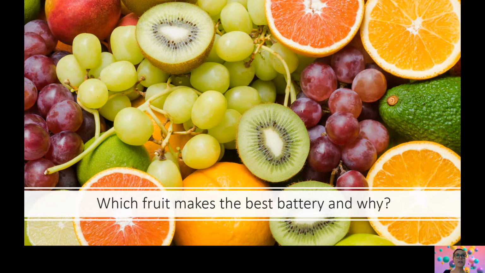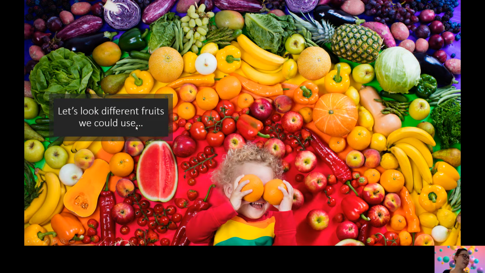Okay, now my question for you is, which fruit makes the best battery and why? Let's look at some different fruits that we could possibly use. At the beginning, I showed you an apple. We could use strawberries, tomatoes, peppers, apples, watermelons, and squash. We see eggplant, pineapples. Now, one thing we know is that all of these different fruits have different acidity values, have different pH values. Some are more acidic than others.